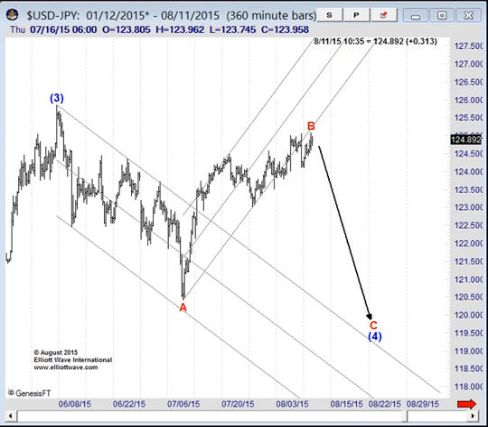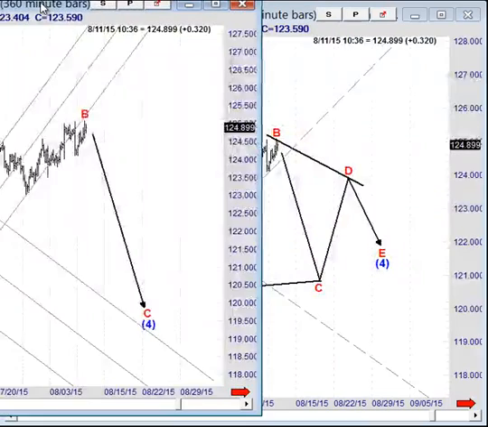So we could actually be looking at a flat pattern where we have a 3-wave decline in wave A, a 3-wave move up in wave B, and we're going to see the yen top out and then give way to a wave C decline that's going to push prices back to below the A wave extreme. Was this your wave count? Was this your interpretation? Or maybe it was something along these lines.